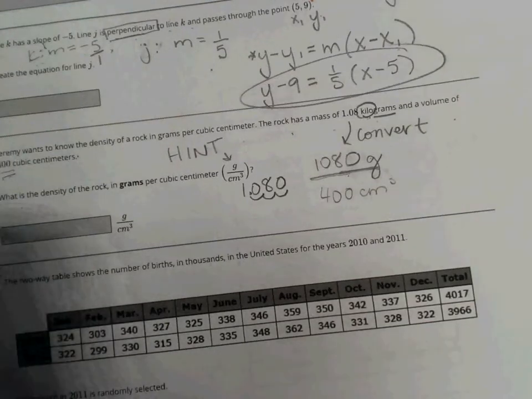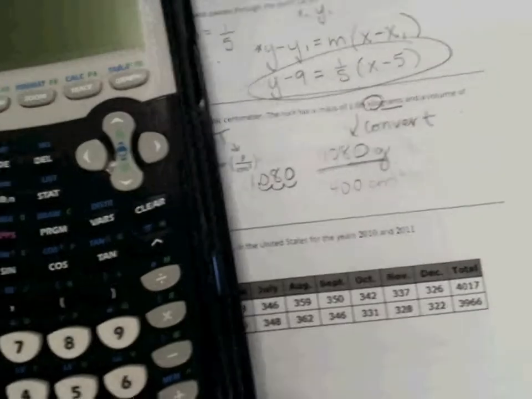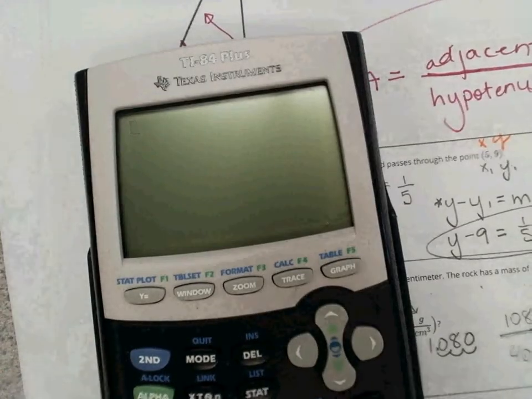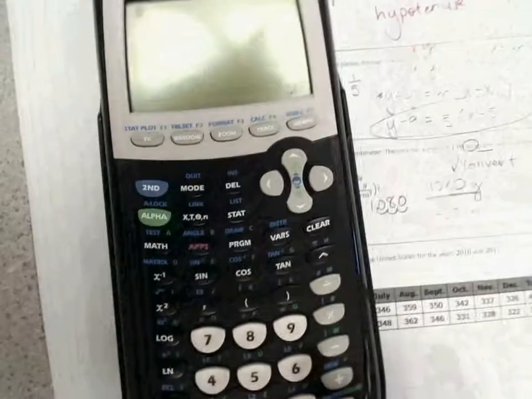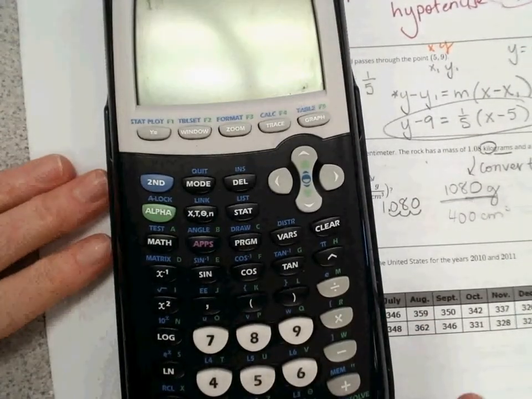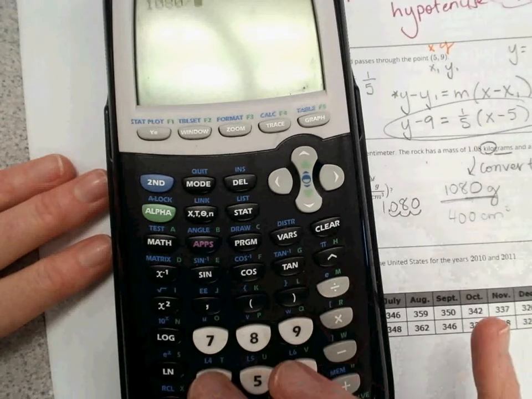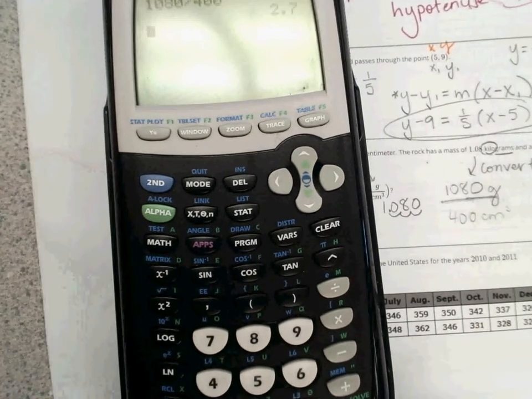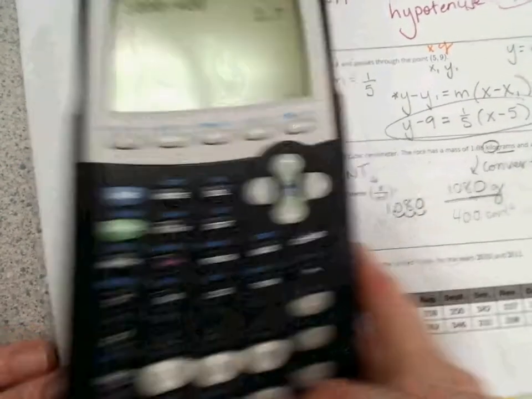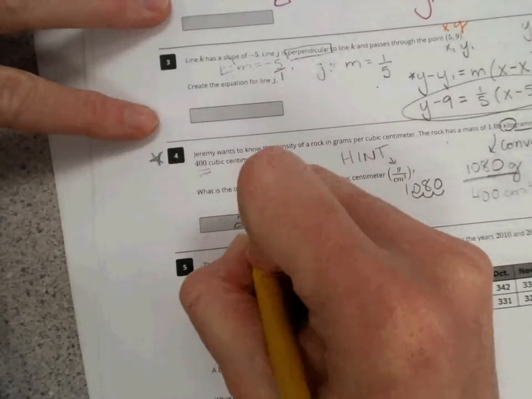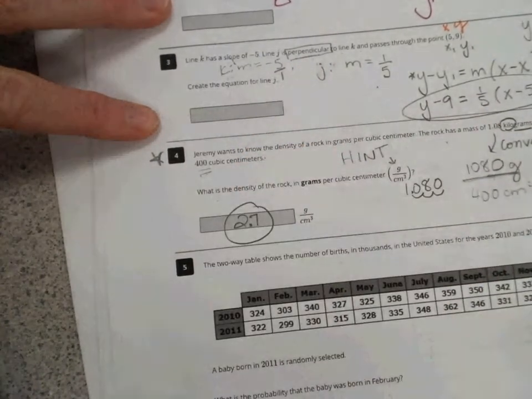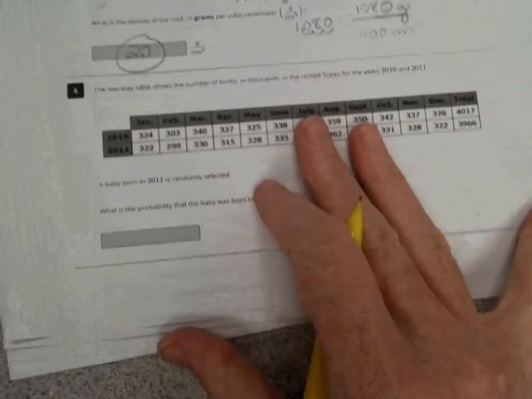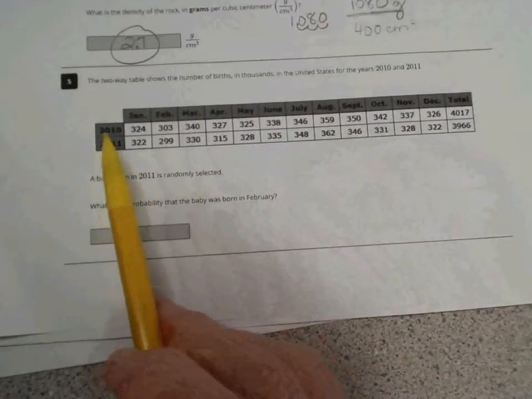So you can just type that into your calculator by just typing as you normally would. I know a graphing calculator is unfamiliar to some of us. And we get 2.7 as our answer. And that's it.